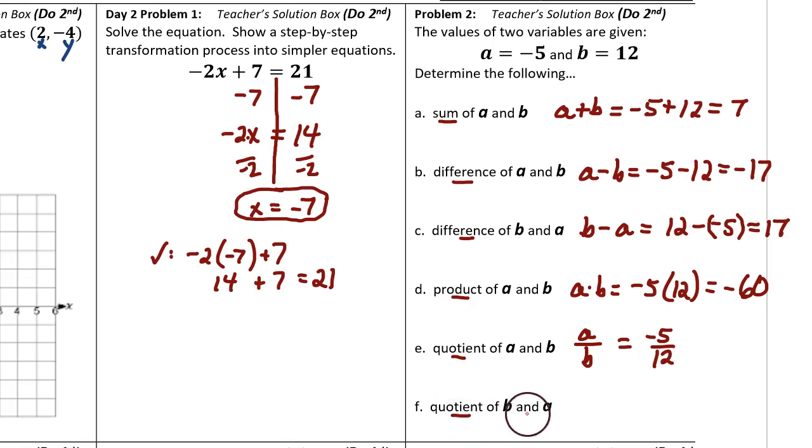Finally, we want to do the quotient of B and A. So that's B divided by A. B is 12 and A is negative 5. The answer is 12 divided by negative 5. This is equal to negative 2 and 2/5.